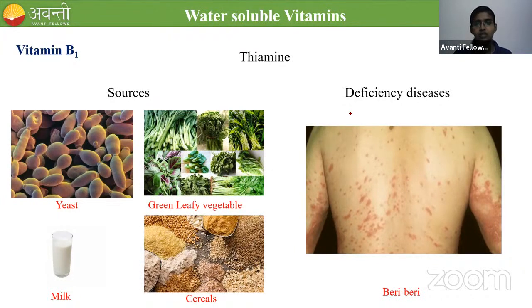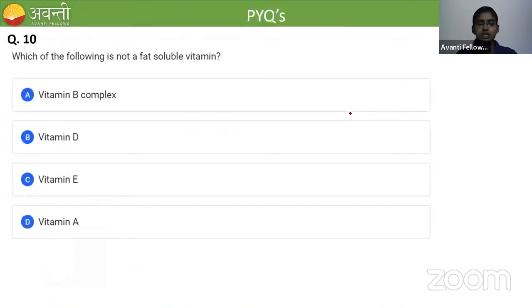Now, coming to the next question. Question number 10. Which of the following is not a fat-soluble vitamin? So there are two types of vitamins, right? Fat-soluble vitamin and water-soluble vitamin.